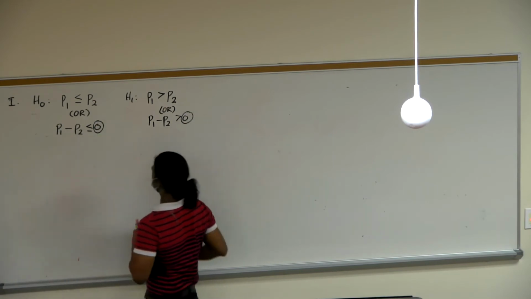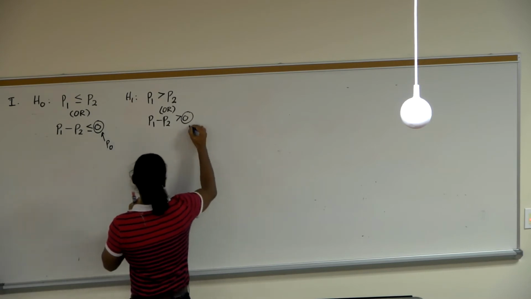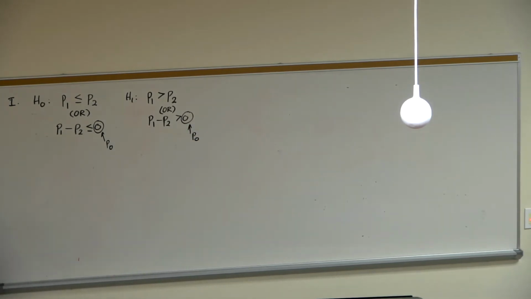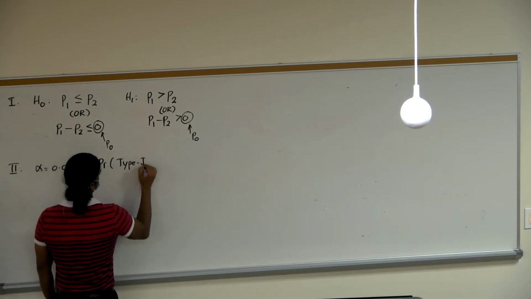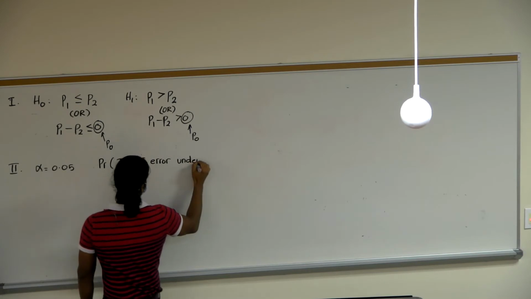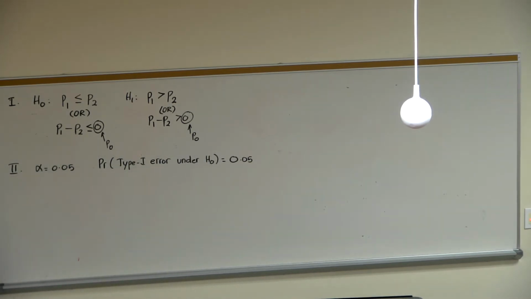What does that 0 signify? Last time it was mu naught or mu sub 0. Here it is P sub 0 or P naught. P naught is simply the value that we assume under the null. And since we are comparing the two differences, that null value is 0. Alpha is 0.05, in other words, the probability of type 1 error under the null is 0.05. Type 1 error is nothing but false positive.